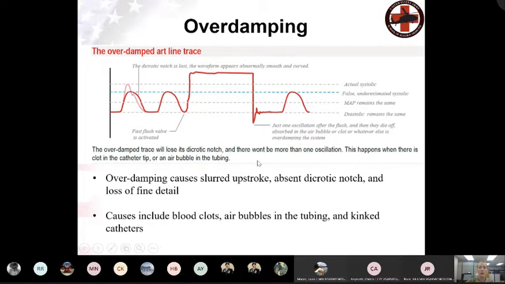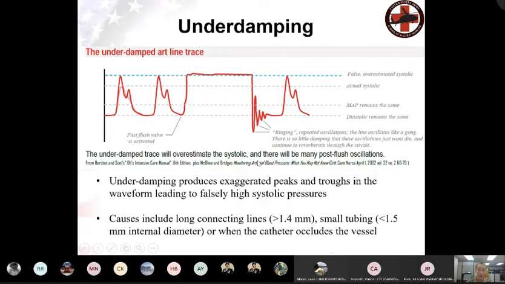Now, another thing that we can see is underdamping. Now, at this point, normally I would be screaming at you guys because what you can see with this is that waveform is super loud. Okay, we'll see these exaggerated peaks and really just kind of what looks like an angry waveform. And then when we do our dynamic response or our fast flush, what we'll notice is we have a wicked amount of oscillations here. Okay, now with this, we're going to have some alterations in our readings as well.